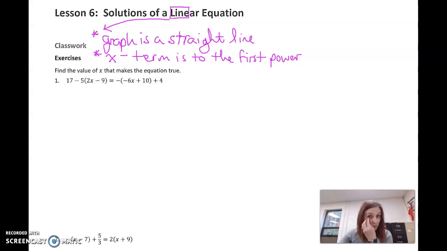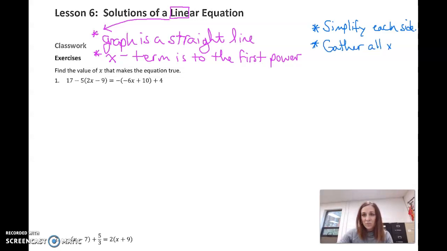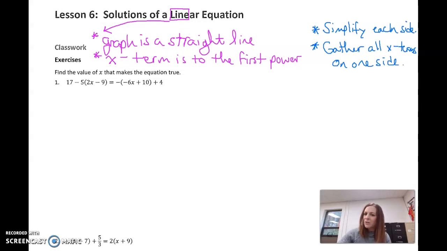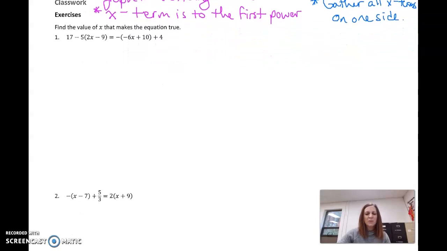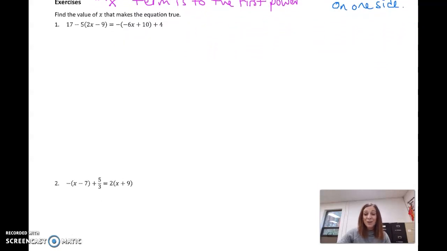Remember a couple things we talked about in our last lesson about solving? Remember, we have to simplify each side. That's going to be big today. Simplify each side. And then once that is done, gather all x terms, again, variable terms, all x terms on one side. Okay, so we're talking about linear equations. This is what we're going to do to solve our linear equations. And then we're going to see what type of solutions we're getting. And that'll make more sense in a little bit. So it says find the value of x that makes the equations true.